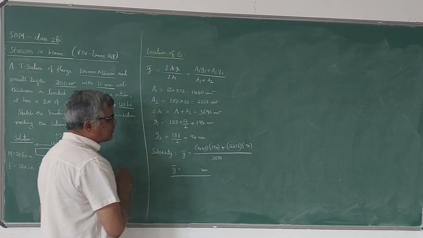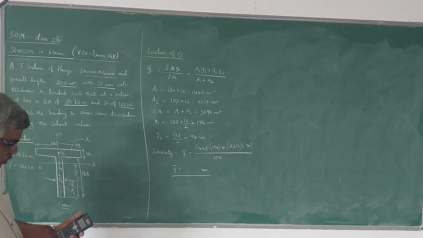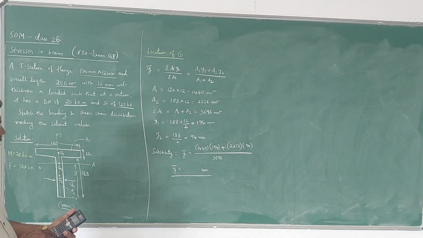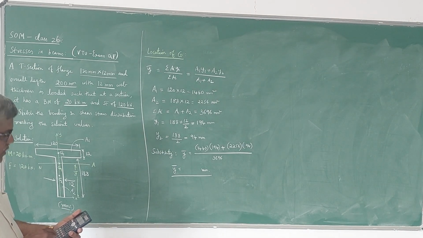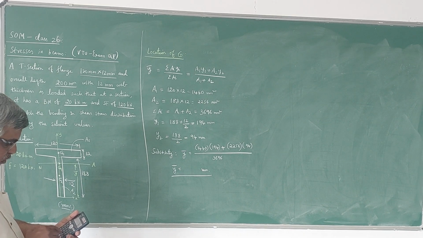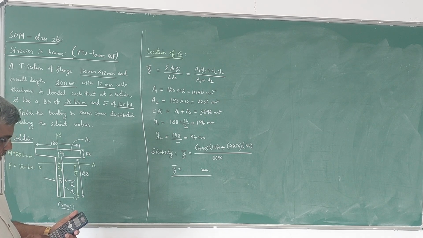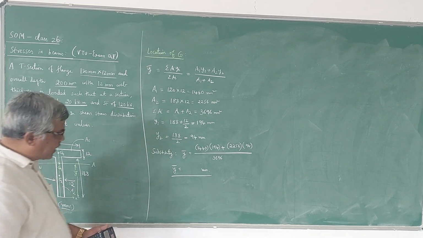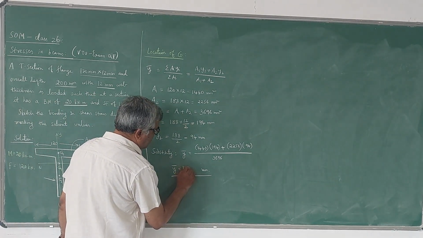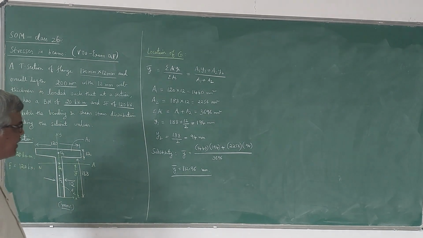So that is the distance of centroid from the x-axis under consideration. So 1440 multiplied by 194 plus 2256 multiplied by 94 divided by 3696, which is 132.96. That is the y bar value.